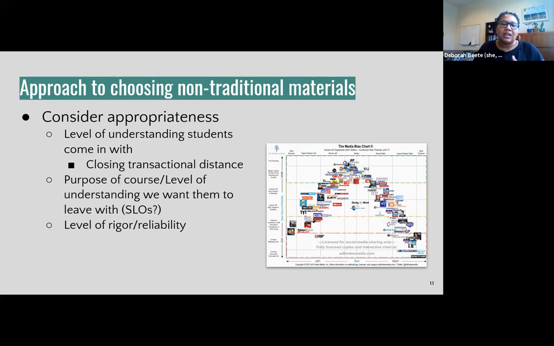The other thing is the level of rigor or reliability. On the slide, we also give you the media bias chart as just an example of one way of trying to figure out what is the level of rigor and reliability, especially of things like news articles, et cetera, that you might share with a student. Okay.